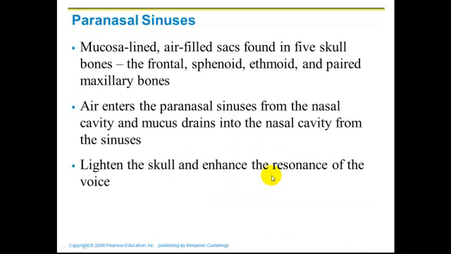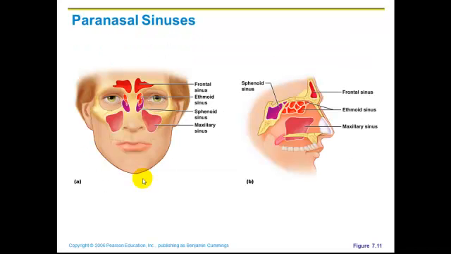Another important structure in the skull would be the paranasal sinuses. These paranasal sinuses are mucosa-lined air-filled sacs that are found within the different bones of the skull, specifically the frontal bone, sphenoid bone, the ethmoid bone, and both of the maxillary bones. Air enters the paranasal sinuses from the nasal cavity. The mucus then will drain into the nasal cavity from the sinuses. This helps to lighten the overall skull and enhance the resonance of the voice.